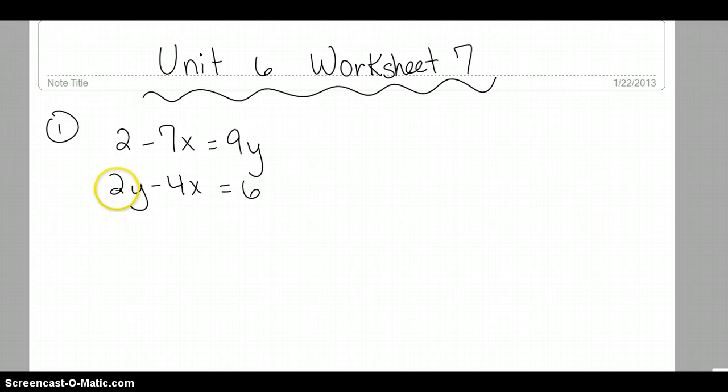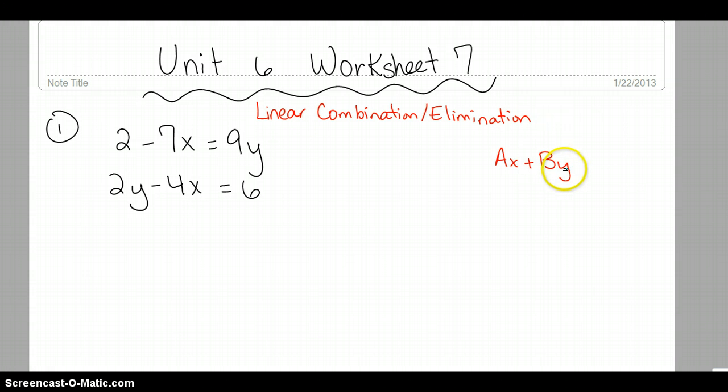What you're going to want to do is, if it asks you to solve it by linear combination, another word for it is elimination, you need to make sure that your equations look like this, where you have x and y on one side, equal sign, and then a number. In this situation, we don't have that yet, so we need to rearrange some stuff to get it to look like that. This bottom equation is real easy.